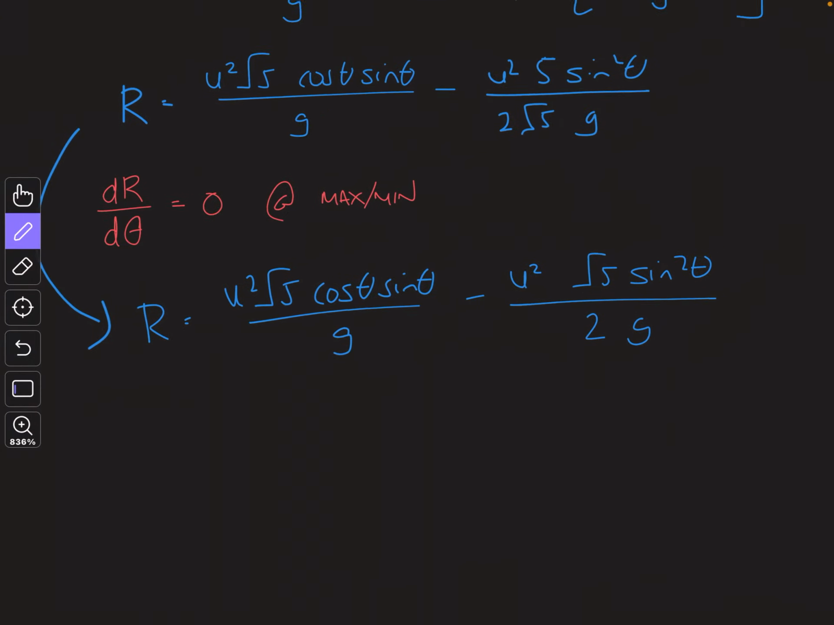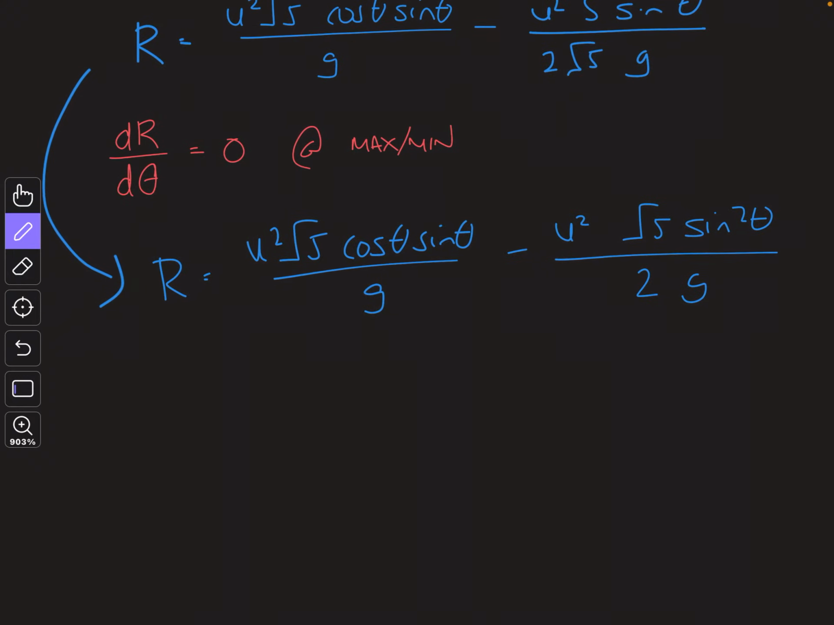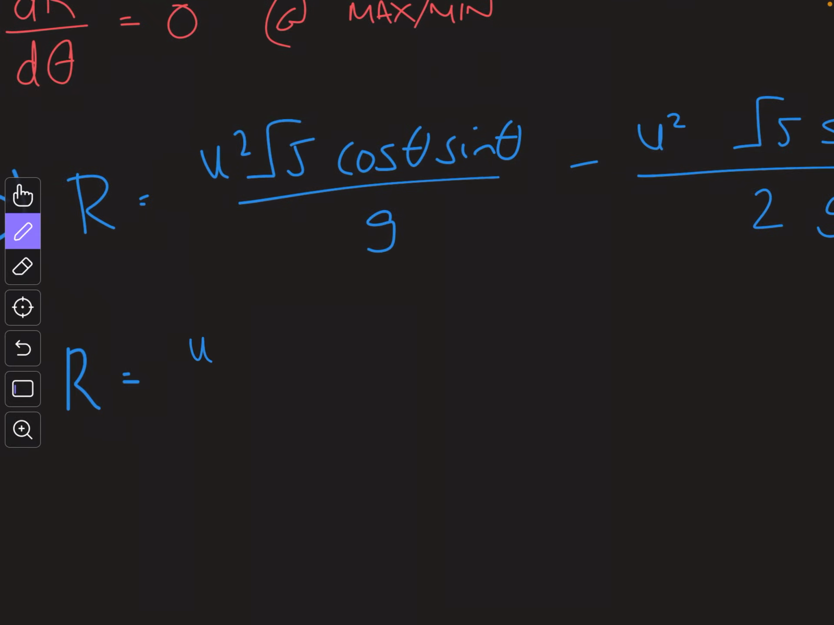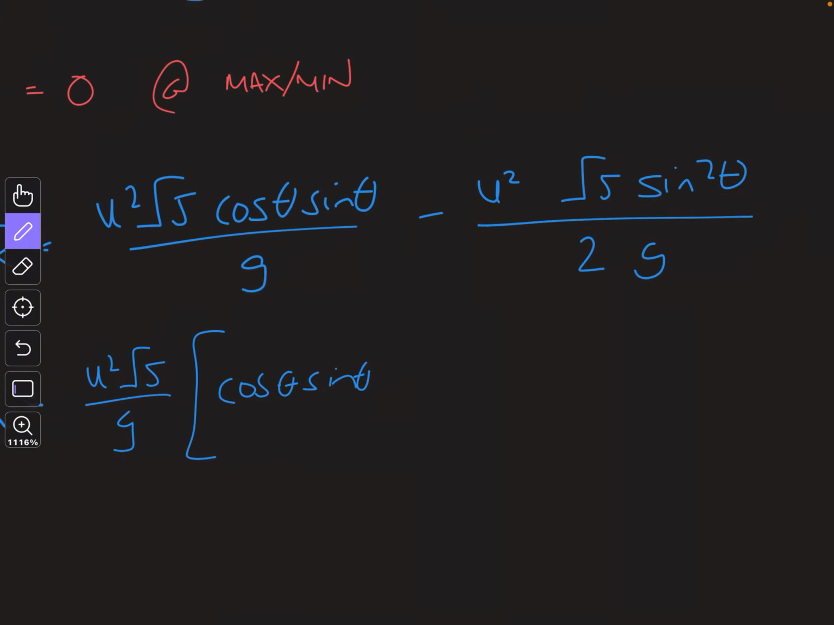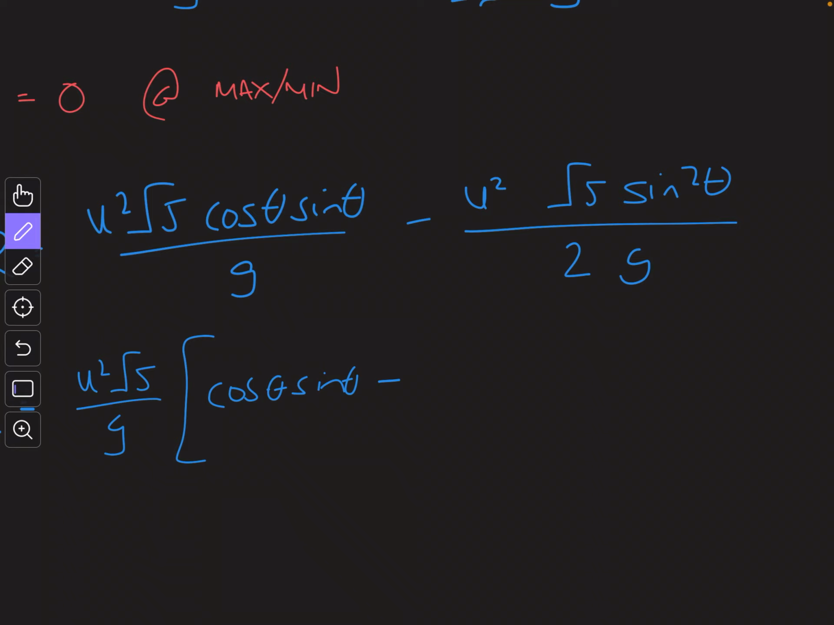Okay, cool. Now it looks a lot nicer because they share a lot of things. They share a u squared, a root 5, and a g. So we're going to end up getting this. R equals, factorizing it, u squared root 5 over g times cosine squared theta sine theta minus a half sine squared theta.